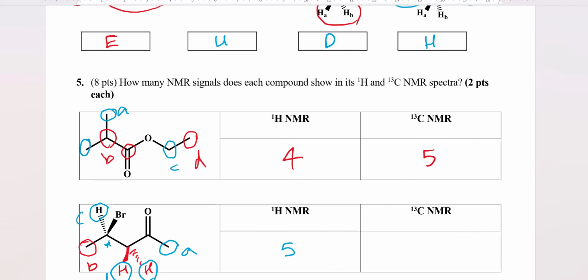But if we take a look at the type of carbon, then we don't need to look at the chirality because CH2 has only one carbon. So we don't need to be worried about this chirality in this example. So we have one type of carbon, 2, 3, 4, and 5. So we have 5 H NMR signals and 5 carbon NMR signals.